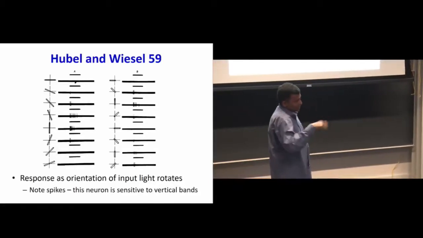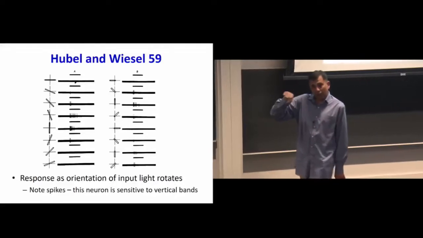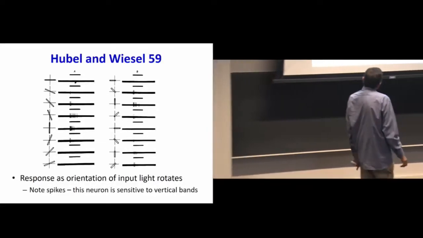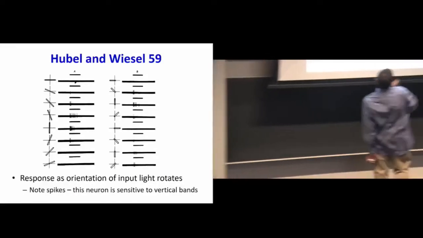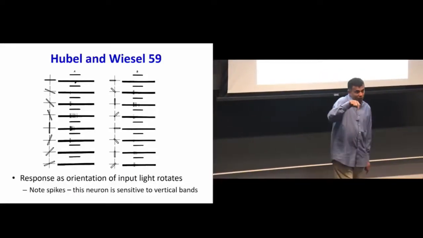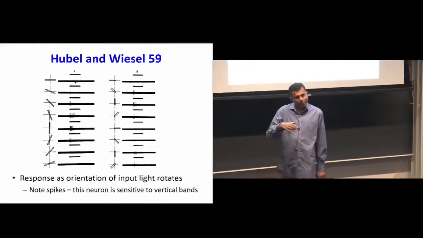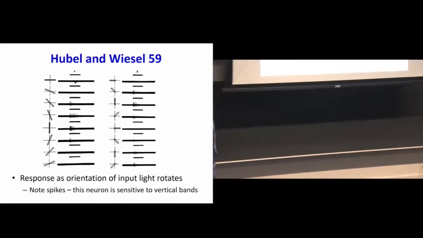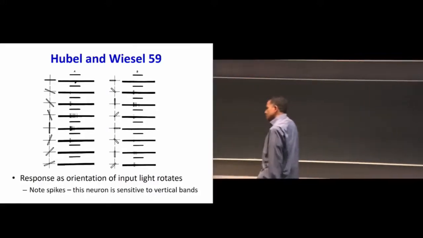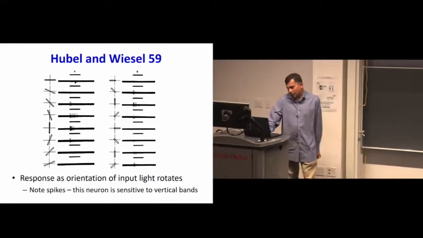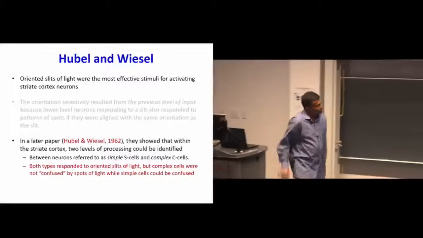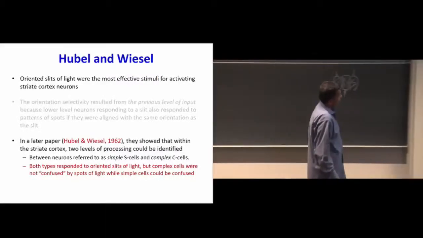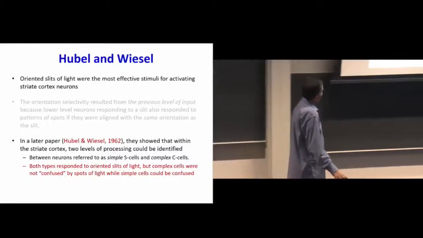Now, it was not just lines. If you took a point of light and moved it up and down and left and right and so on, the response was the same. You'd find that when the motion was in the vertical direction for this particular neuron, that's when the neuron responded most. For other directions, it didn't actually respond. So here's what they found: oriented slits of light were the most effective stimuli for activating striate cortex neurons.